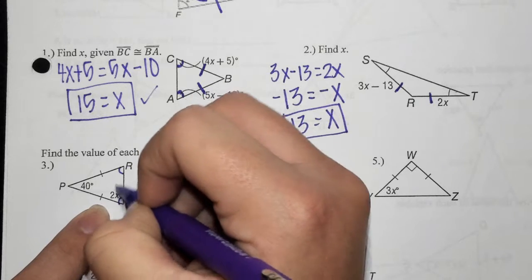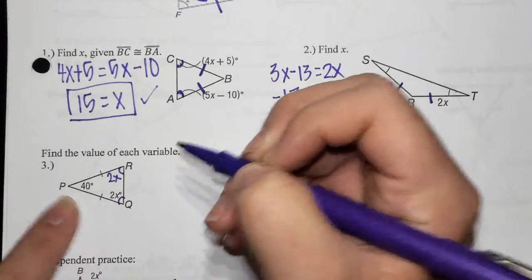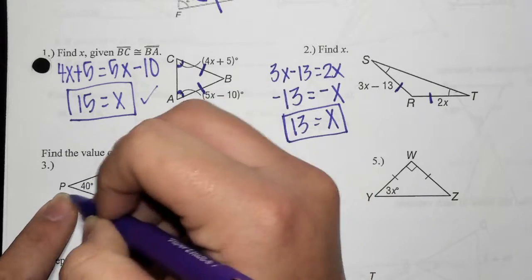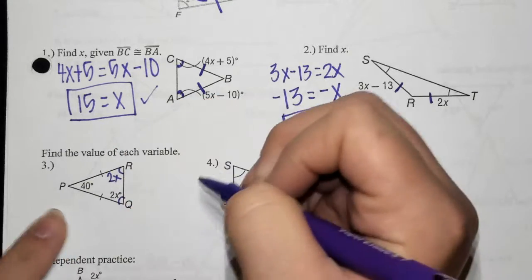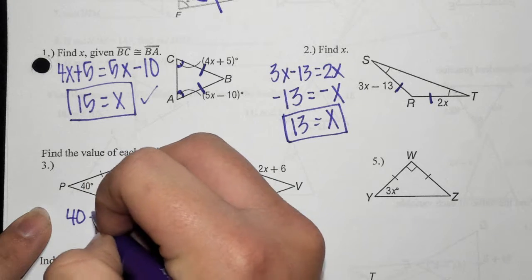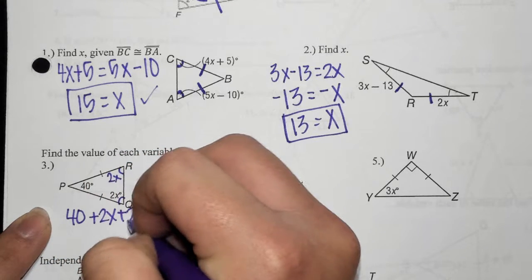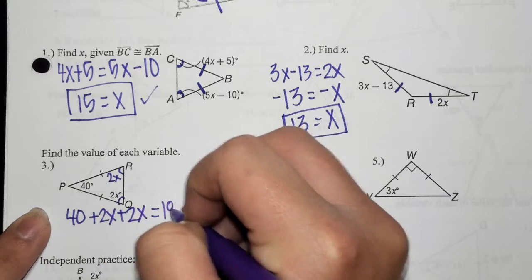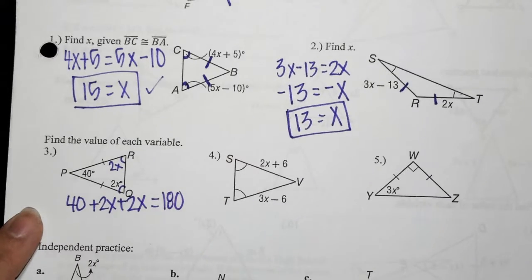So if this is 2x, so is this. Now still, a whole triangle equals how many degrees? 180. So to solve for x, you could add all of it, 40 plus 2x plus 2x equals 180, and then solve for x.